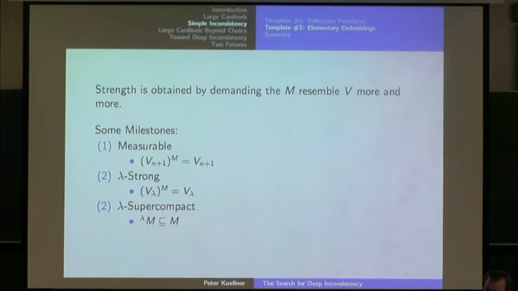So some milestones. If you have such an embedding, then necessarily V kappa plus 1 of M agrees with V kappa plus 1, and that's where you get measurables. If you demand that you have more agreement, like kappa plus 2 or up to lambda for some lambda, you get lambda strongs. And if you demand agreement in a different form, where you require not level by level agreement, but agreement in terms of closure, if you require that M be lambda closed, then you get lambda supercompact.